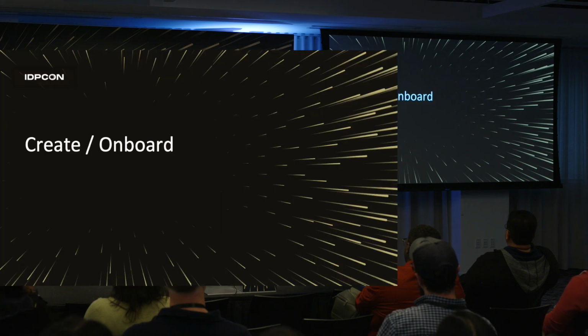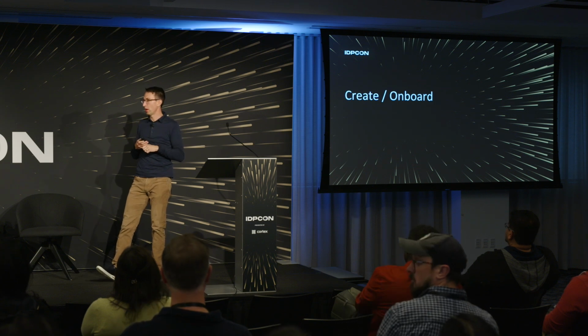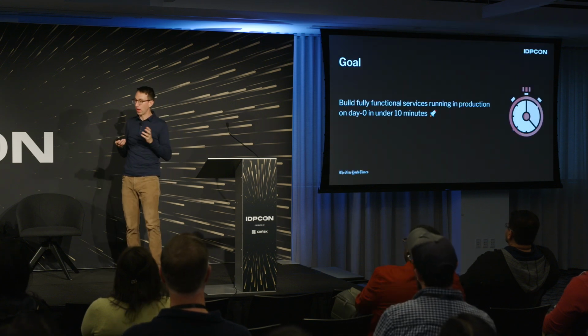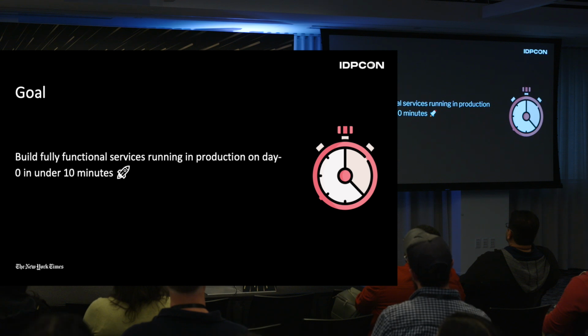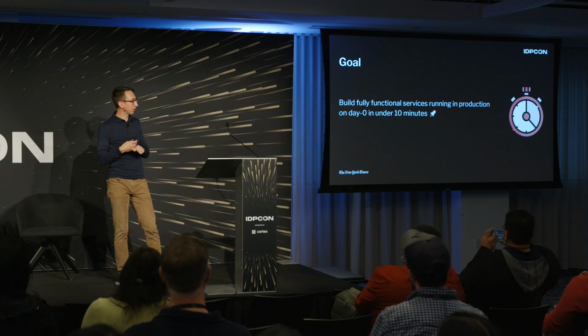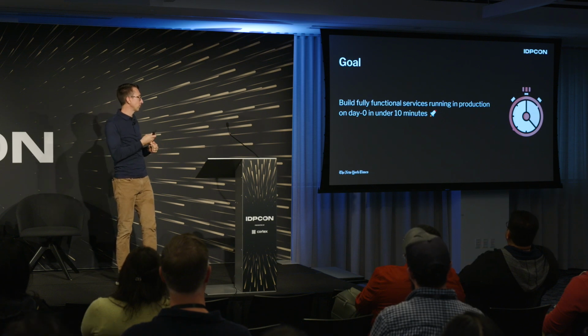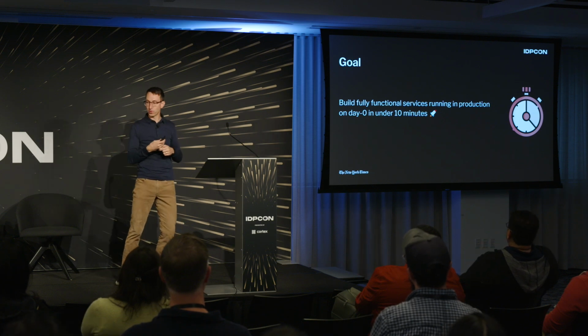So I'm going to focus on each of these pieces individually and talk a little bit more about how they work and what the goals are. The first one is really the create and onboard. And that looks at this goal, which is lofty, I think, and we're not fully meeting it now, but we attempt to. So the goal is to build fully functional services running in production on day 0 in under 10 minutes. So the goal is the developer can come someplace, say, I want a new service written in language X, and they should be able to get that running in production in 10 minutes.